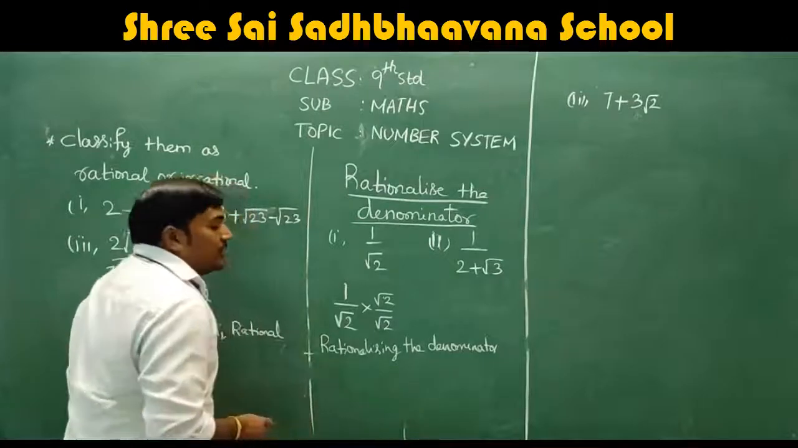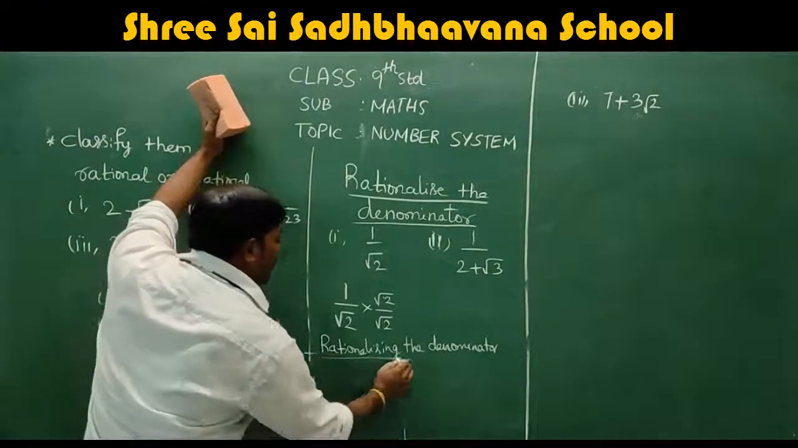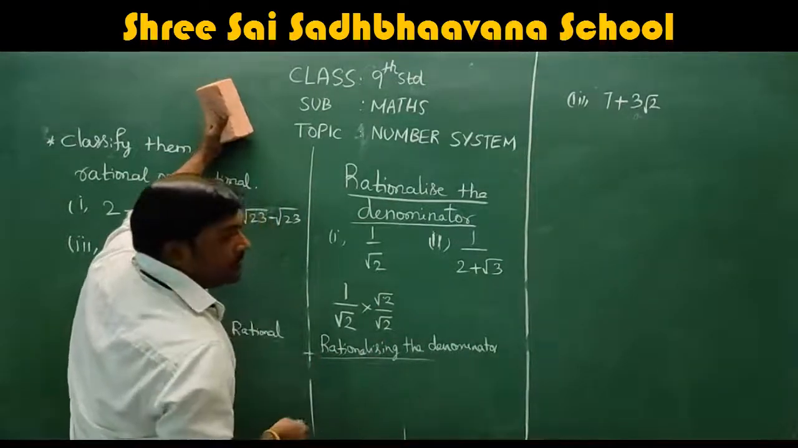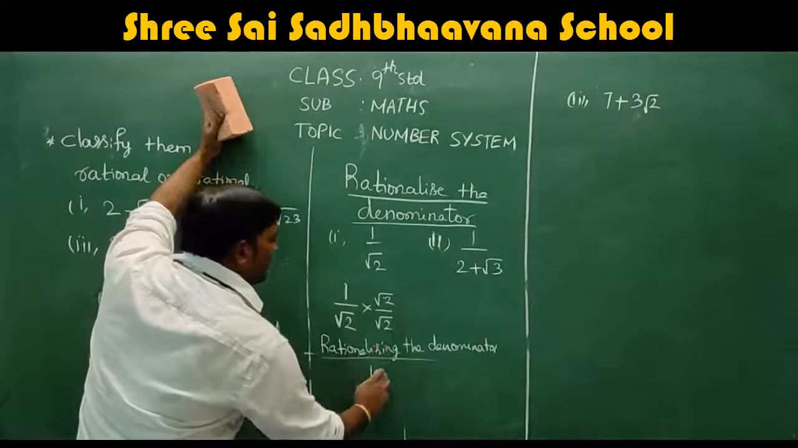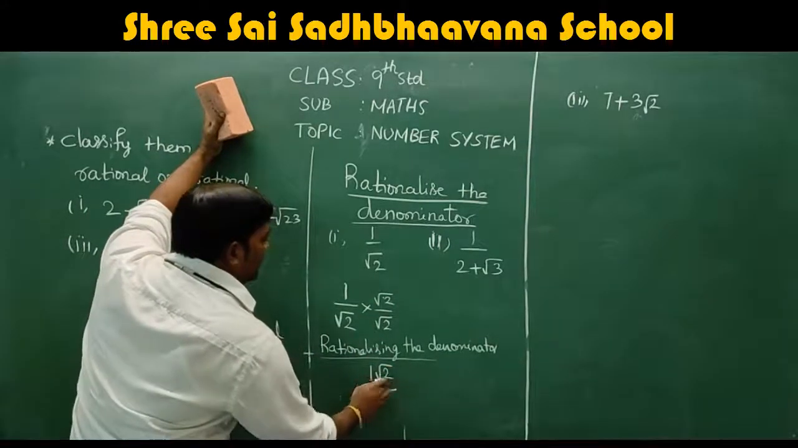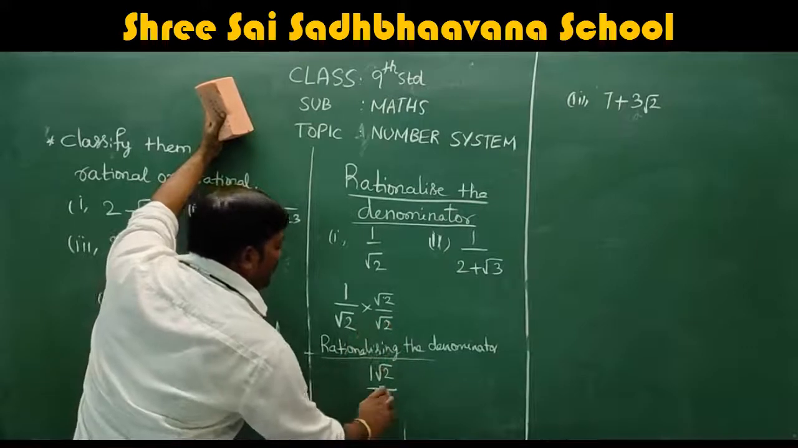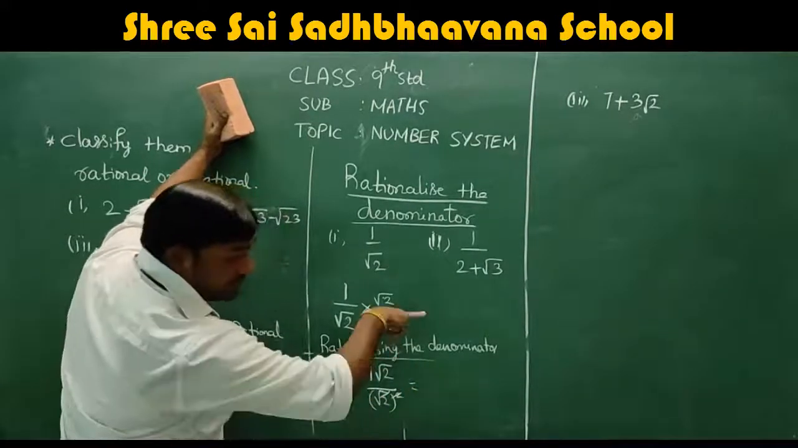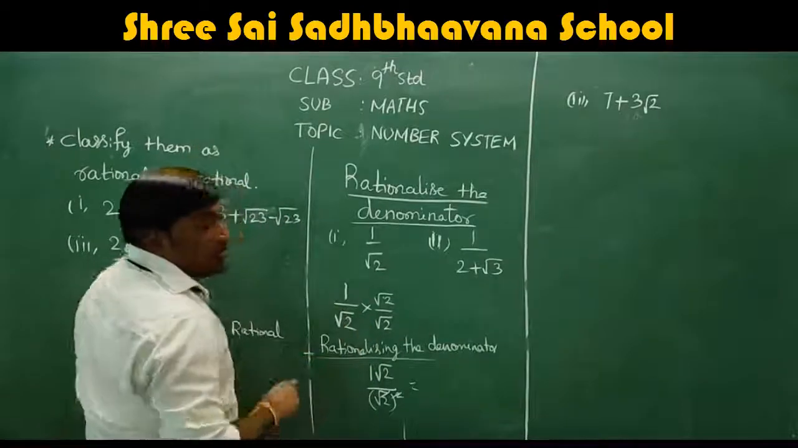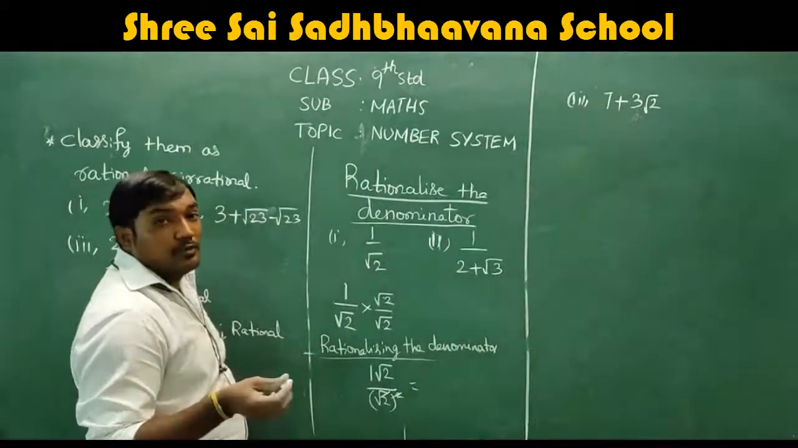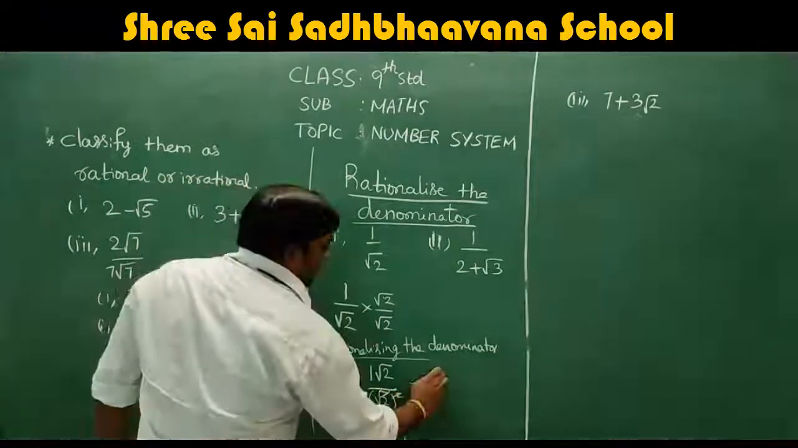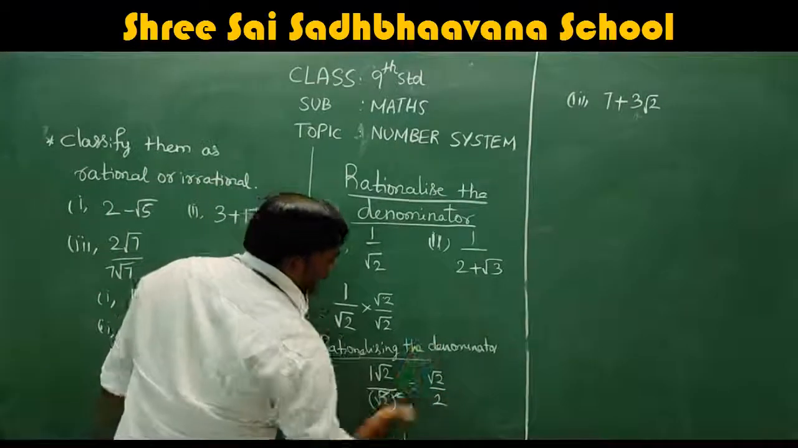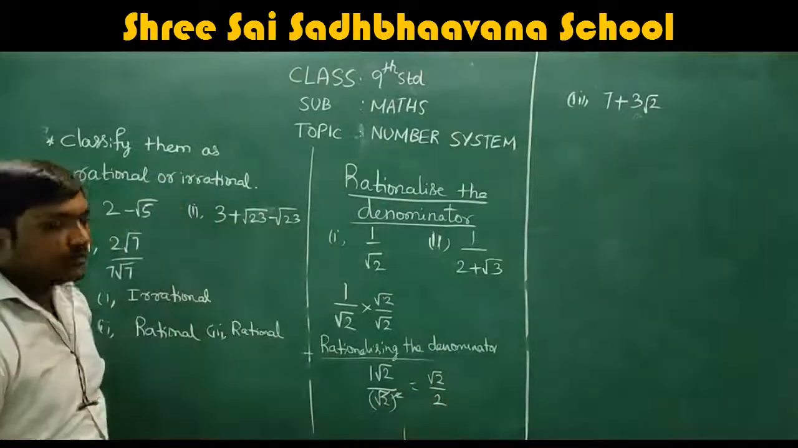So when you do that, what is happening? You write here: rationalizing the denominator. In the numerator you multiply 1 into root 2, which is root 2. Root 2 into root 2 is root 2 square. Square and root get cancelled. That's the reason I explained in the last problem how root 2 into root 2 becomes root 2 whole square, so square and root get cancelled. Root 2 by 2 will be the answer.